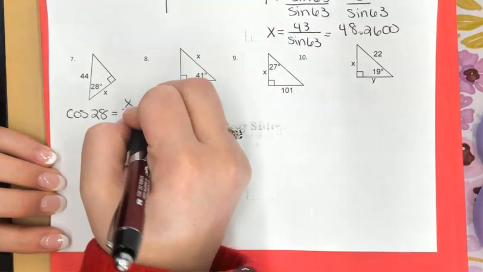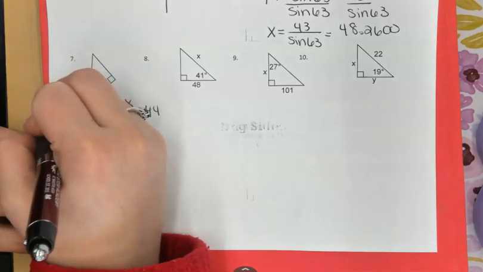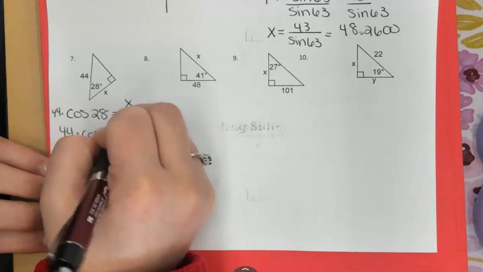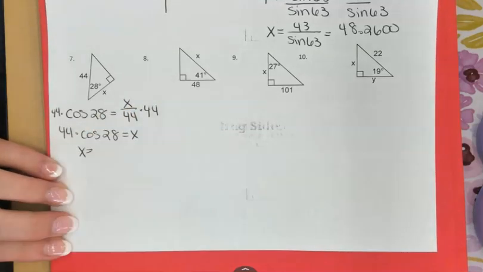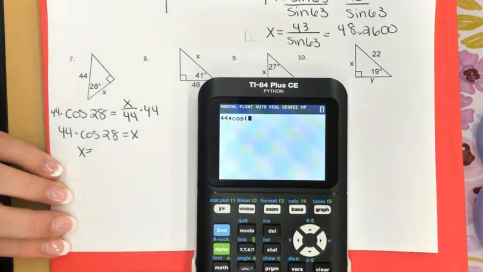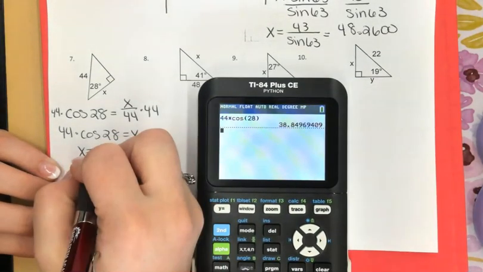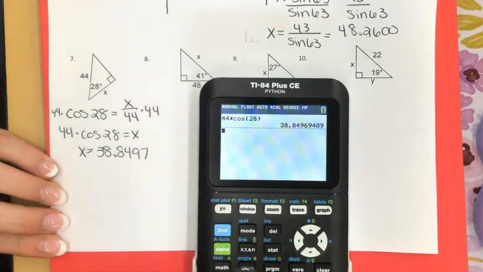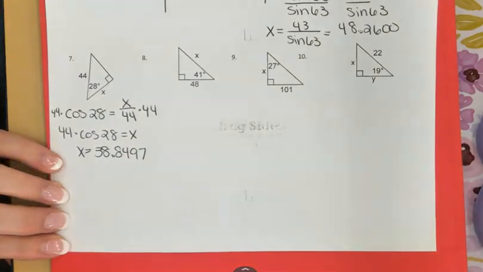So I'm going to multiply both sides by 44. And 44 times the cosine of 28 degrees is what's going to go in my calculator to give me my x. And I get 38.8497. Now I can move on to number 8.